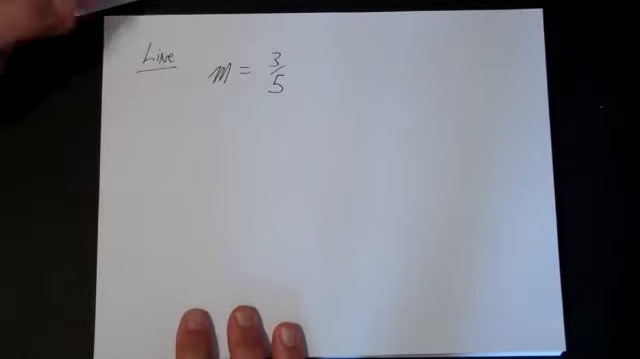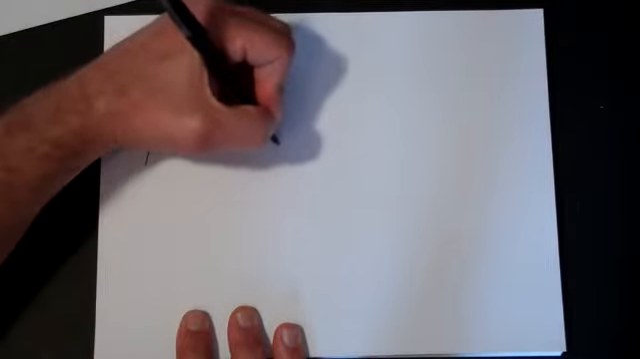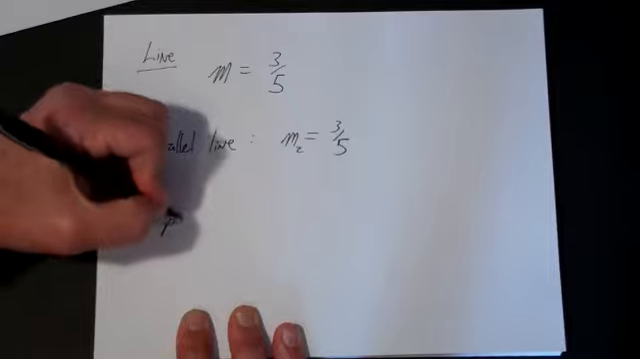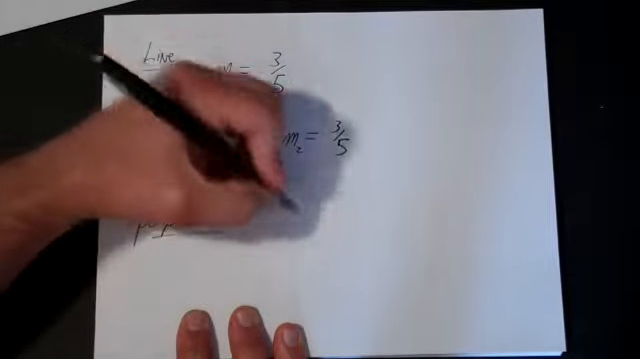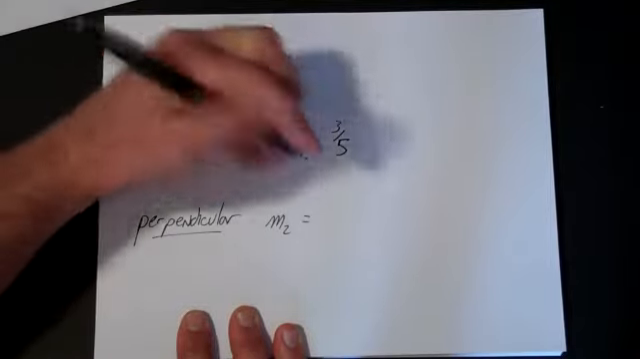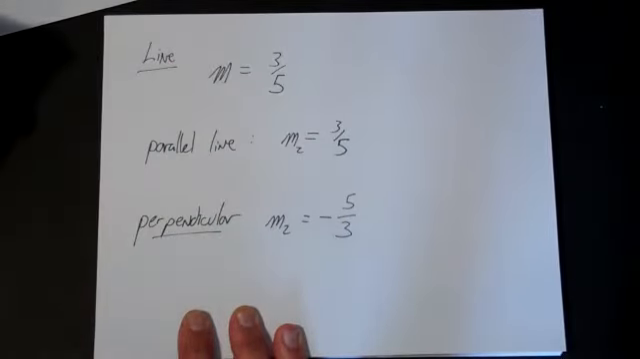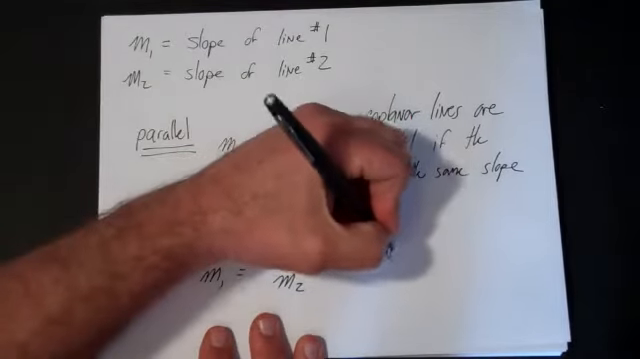So let's say we have a line and it has a slope of 3/5. So a parallel line will also have a slope of 3/5, whereas the perpendicular line will be the negative reciprocal. So in that case, M2 will be, you simply take this fraction, flip it, so you get 5/3, and you make the sign the opposite. So this is positive, so that would be a negative. If you think about that, that's really what this means. We say that two lines are perpendicular if they're negative reciprocals.